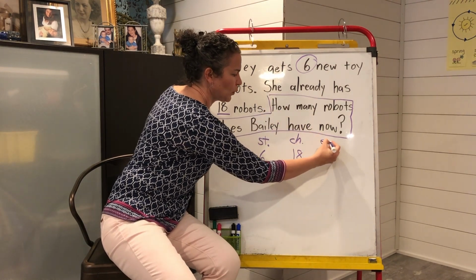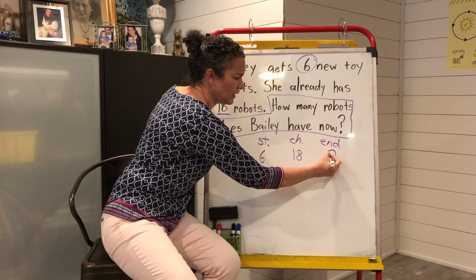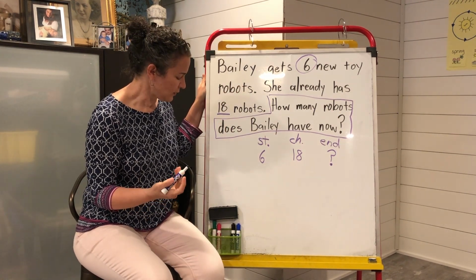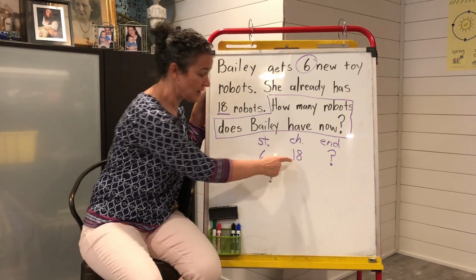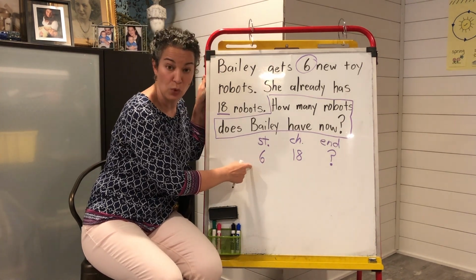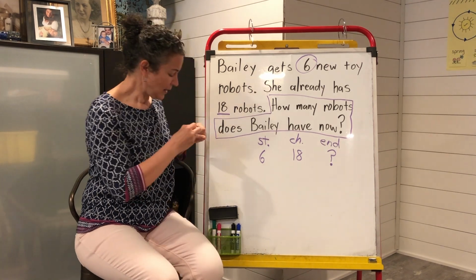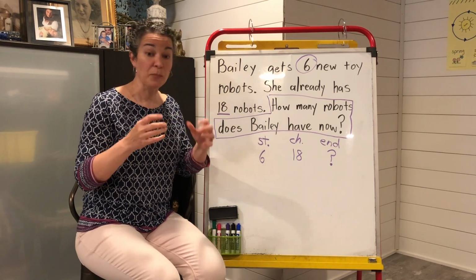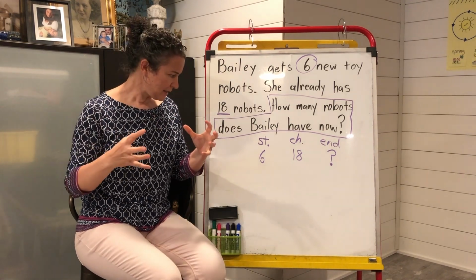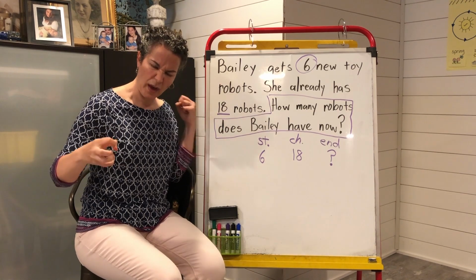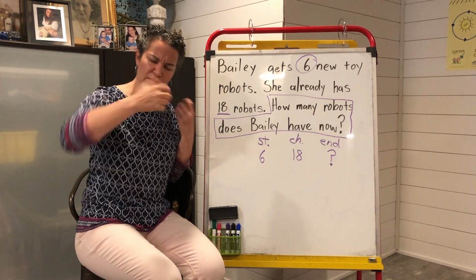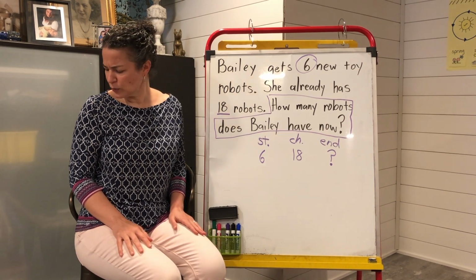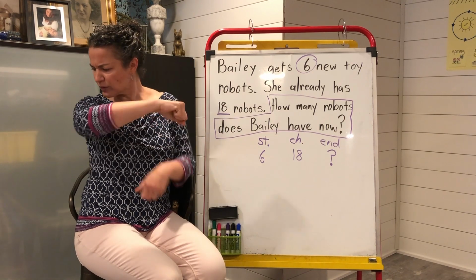So, my friends, we don't know how many robots Bailey has at the end of the problem. That's our variable. Remember, variable's the thing we don't know? So let's see if we can get this in our mind. Bailey's got 18, and then she gets 6 more. So am I taking 6 and 18 and putting them together? Because if I'm putting them together, I'm going to be adding. Or am I taking 18 and pulling 6 away? Because if I'm taking away, then I'm going to be subtracting. What do you think? Penny, what do you think? Are we adding or are we subtracting?